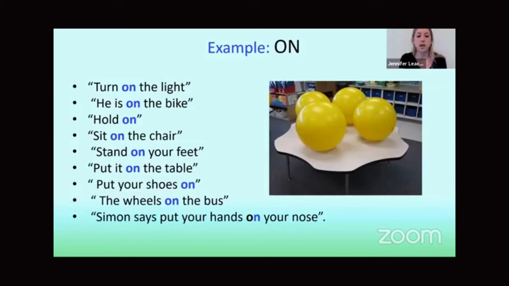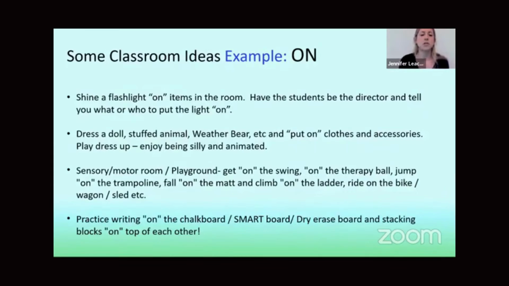Also, Simon says, put your hands on your nose. You can work on body parts. You can have them put it on their eyes, on their nose, on their mouth. So that targets on, and also the basic concept of learning body parts. Here are some classroom ideas for on. Make it fun. Have your child shine a flashlight on items in the room. You can have them follow directions, which can also work on identifying different things in the room and seeing if they're understanding common objects.